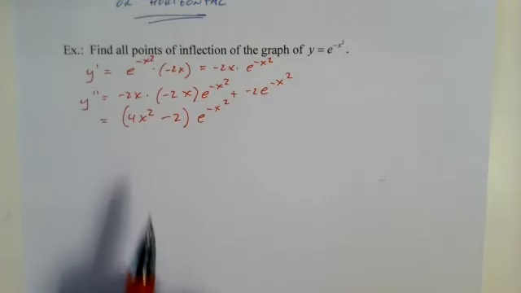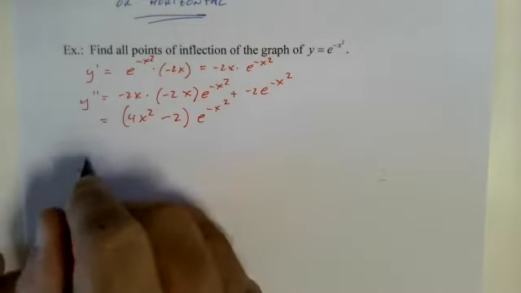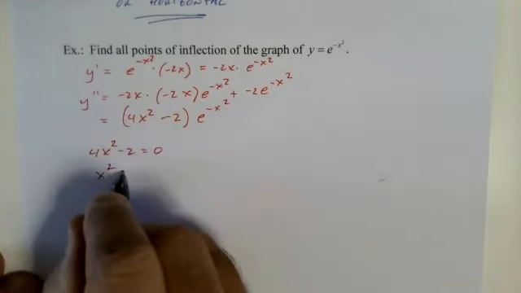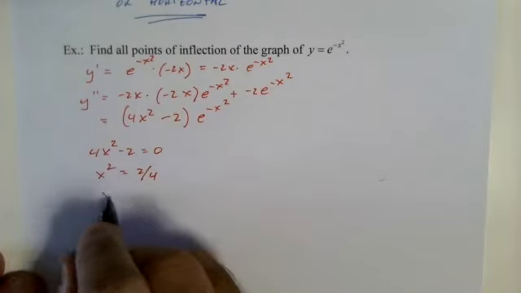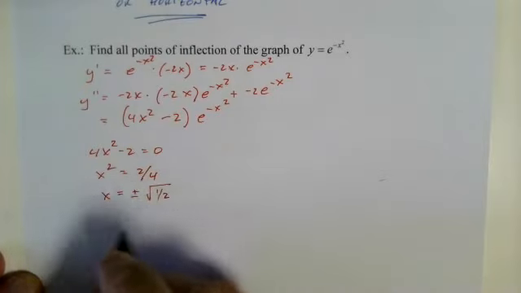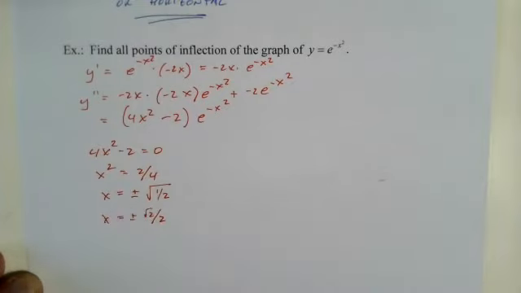So when I set this equal to 0, I only care about this part again. 4x squared minus 2 equals 0. x squared equals 2 over 4. x equals plus or minus the square root of 1/2. x equals plus or minus root 2 over 2.